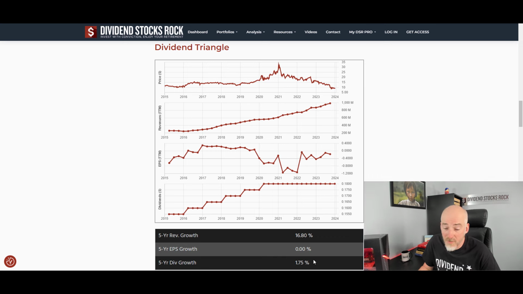We see that the numbers are not that great, and everything tells me that if the company is not able to put back their earnings on track, chances are we're going to have a dividend cut. So this is the type of dividend triangle that will raise the red flag.